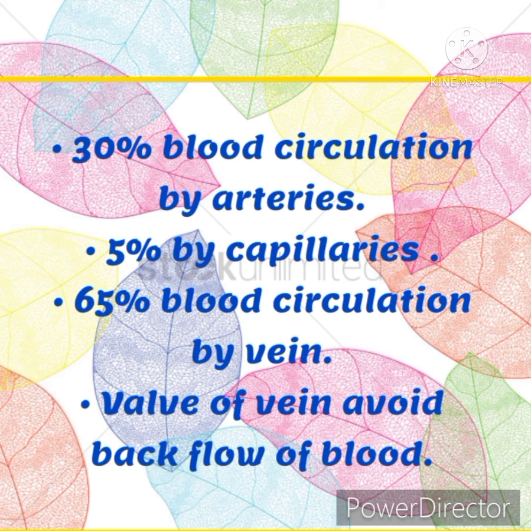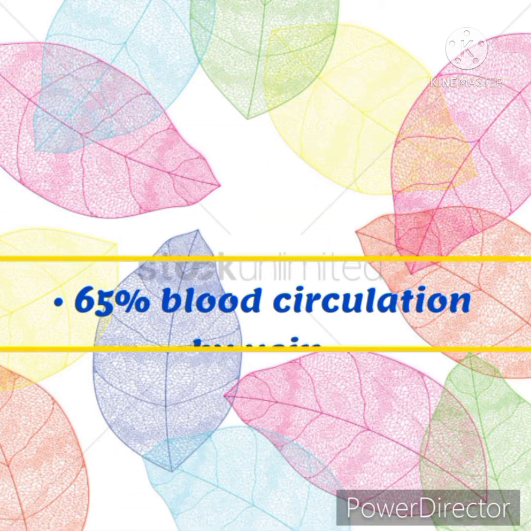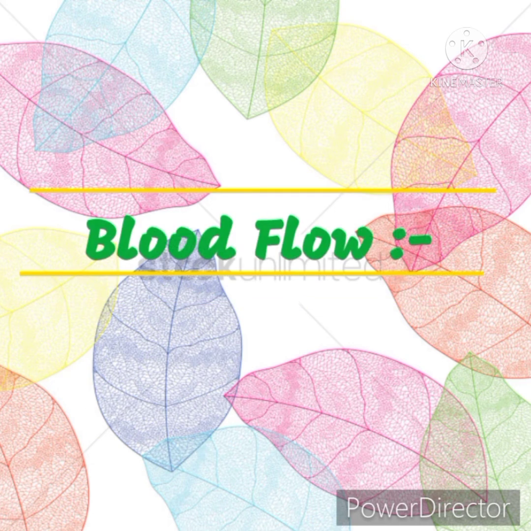There is 30% of blood circulation by arteries, 5% by capillaries, and 65% of blood circulation by the veins, and lastly the wall of the vein avoids backflow of the blood. Blood always flows in a unidirectional condition, and backflow is avoided. From the heart, oxygenated blood passes towards the artery to arteriole, arteriole to capillary, capillary to venule, and finally venule to the vein. In this way unidirectional flow can take place.